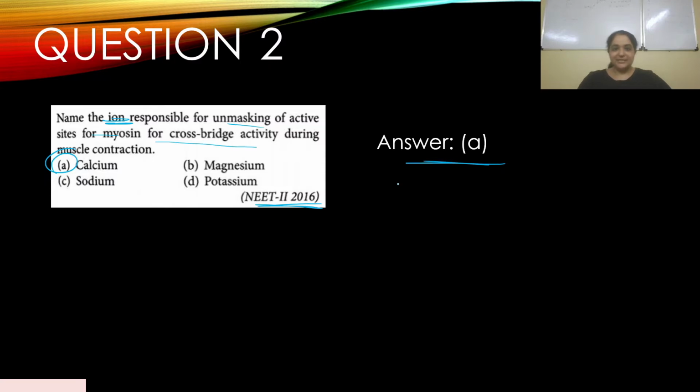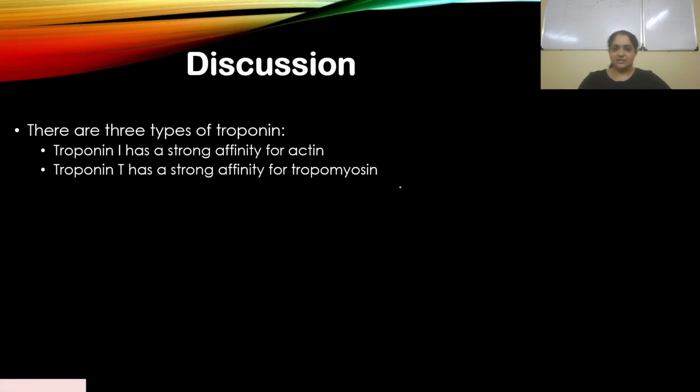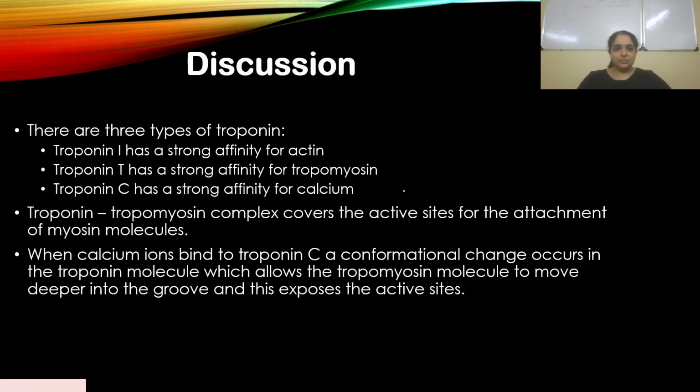All right, let's go to discussion. I don't think there is any need for discussion. This is the same answer that I have previously put. Like I said, troponin C has strong affinity for calcium, and when calcium ions bind to that, it causes a conformational change in the troponin molecule, which allows the tropomyosin to move. It digs deeper and it exposes the active sites for the myosin head to attach to it to form a cross bridge.